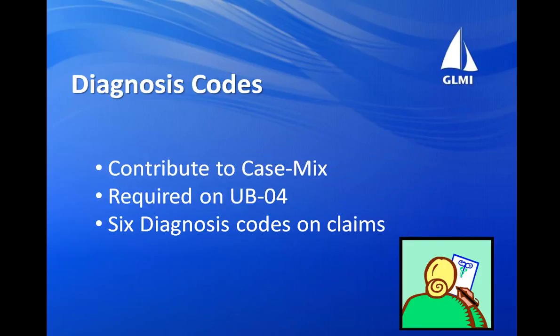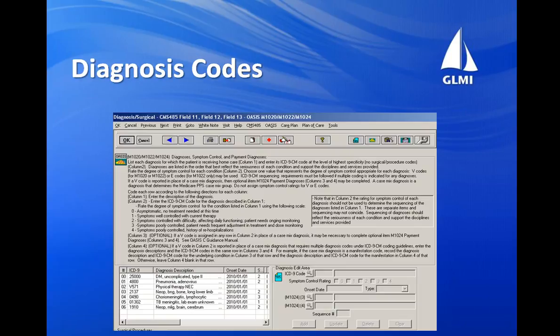Diagnosis codes are also a key factor in billing. First, they're part of your case mix for payment. They're also required in Box 66 on the UB04 for all payers, and you'll notice 6 diagnosis codes pull through and show on your claim. Here you can see the page on your clinical assessment where the diagnosis codes pull from.